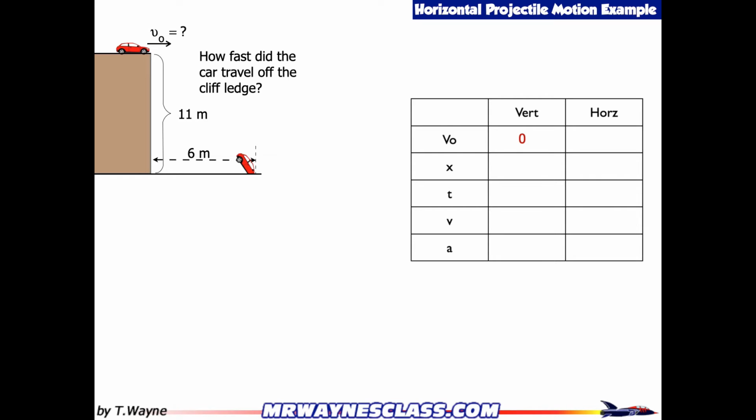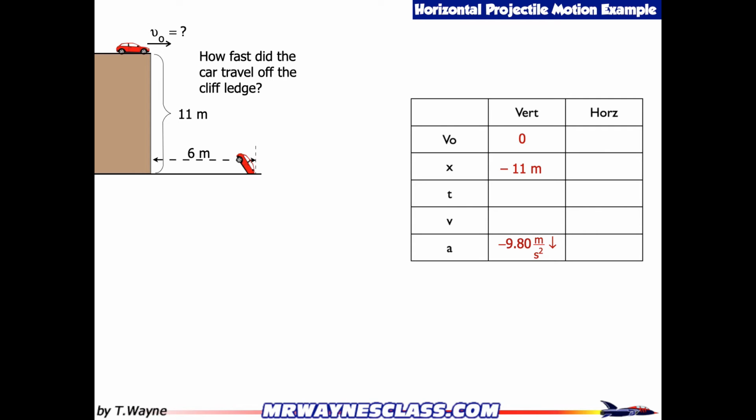I know x naught, wherever the car starts the motion, that's going to be equal to 0. So in this case, that'll be the top of the cliff, and that's going to make x, the distance it travels down to the bottom of the ground, negative 11 meters. The acceleration goes down as well, so that's going to be negative 9.8 meters per second squared. So there are all the givens in the up and down or vertical direction.